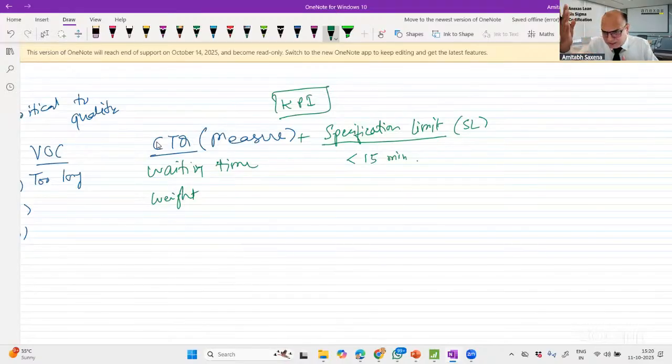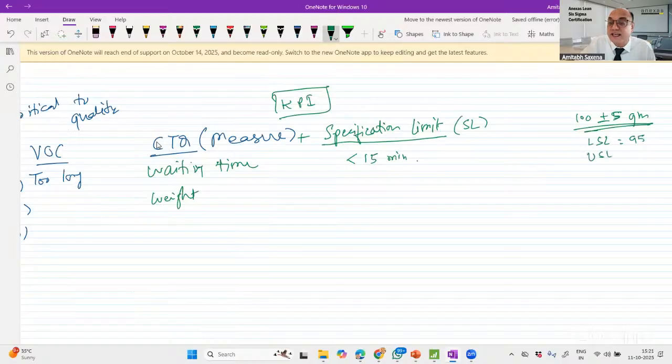You can have upper specification limit, lower specification limit. Like weight of the chocolate should be between 100 grams plus minus 5 grams. What is the lower LSL? 95 grams. What is USL? 105 grams. Now you tell me, in this case, waiting time of our patient should be less than 15 minutes. There is only USL. Is there any LSL? Can you please tell me? Write in the chat box.